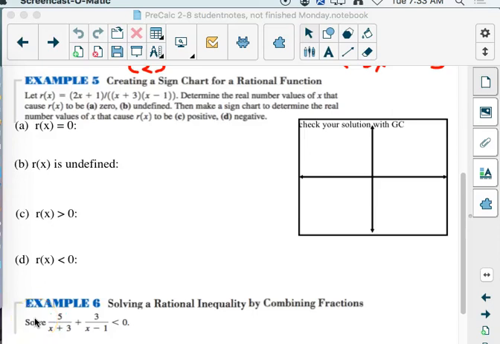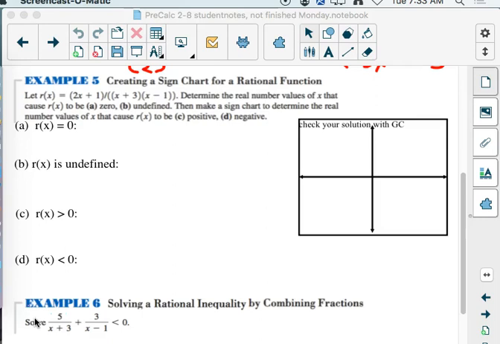This is where we're at. So this one was creating a sign chart for a rational function. Hyperbolas are the ones where we go in line and have to make tables, and we prefer not to make tables. We'd like to know what the graph is going to look like without it, but sometimes that's not the case.